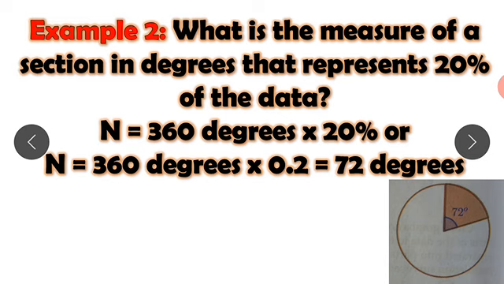So using your protractor, you can now draw 72 degrees on a circle graph or a pie graph.